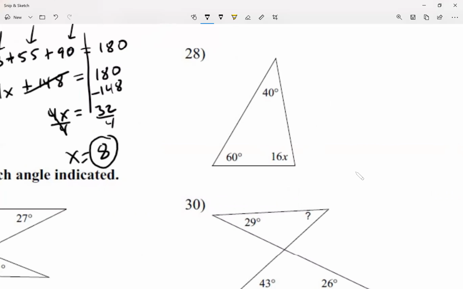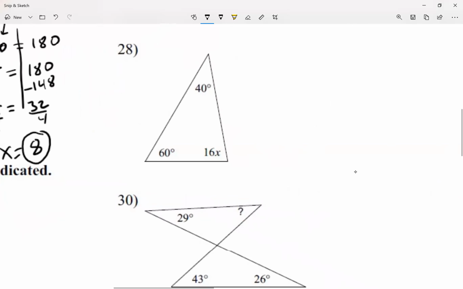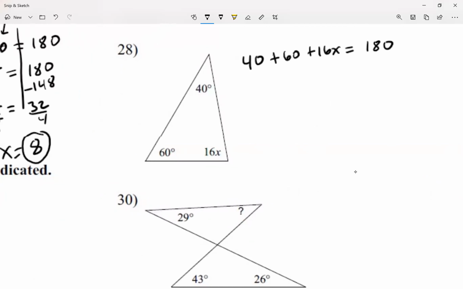Question number 28. I'm going to add everything, right? 40 plus 60 plus 16x is equal to 180. All right, letter-wise, on the left side, I just have 16x. Just numbers, I have 40 plus 60, so that's 100. So I have 16x plus 100 equals 180.